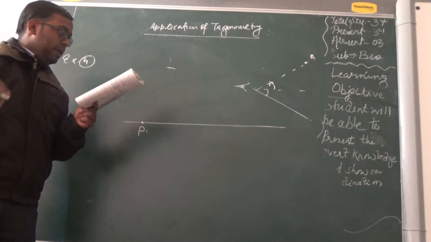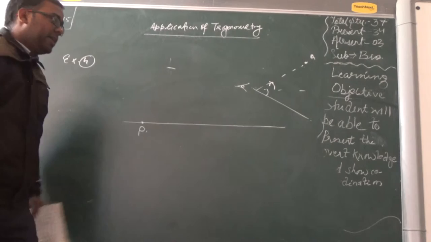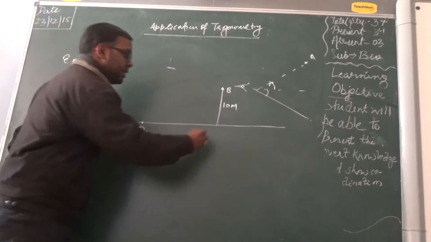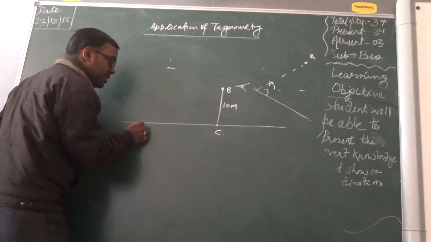From a point P on the ground, the angle of elevation of the top of a 10 meter tall building is 30 degrees. A building is here, this is the 10 meter tall building. Suppose the top point of the building is B and the base point is C. The angle of elevation is 30 degrees. This angle is 30 degrees.